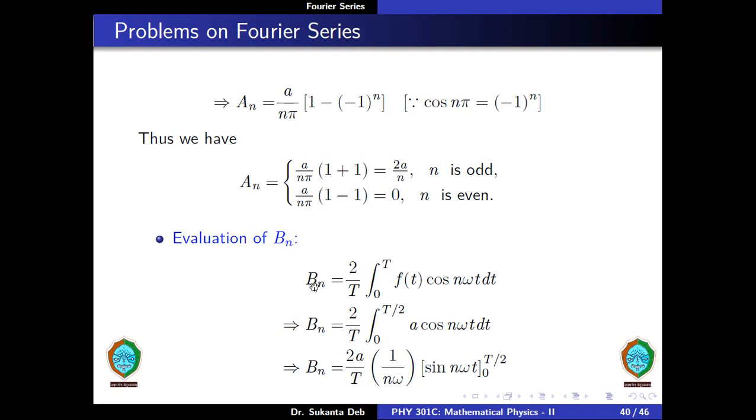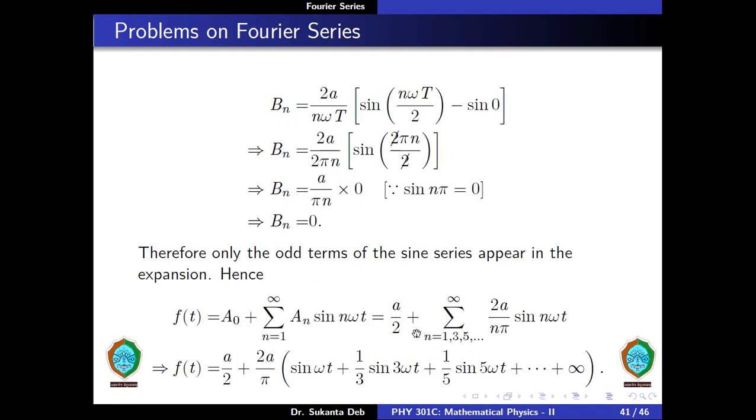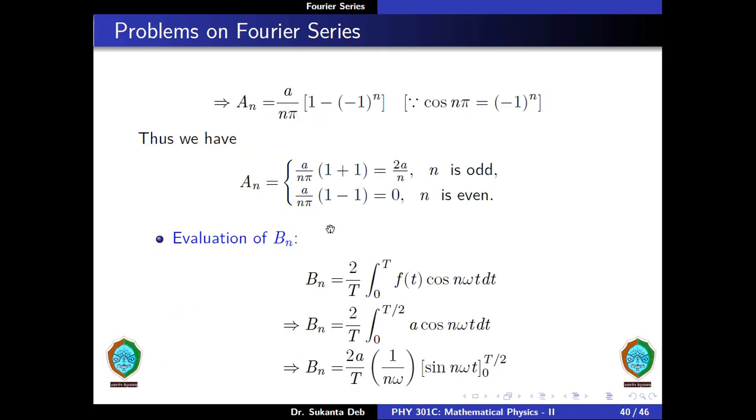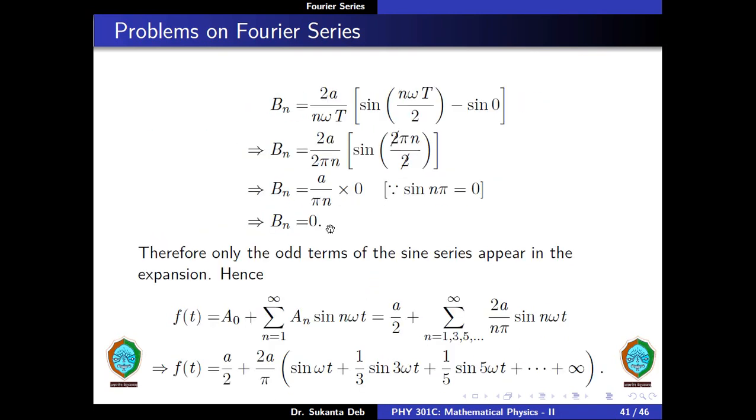Now we evaluate the coefficient bn. So we write down the formula for bn. bn is equal to 2 by T integral 0 to capital T f of t cos of n omega t dt. So we substitute for the values of f of t, and we simplify it. After simplifying, we find that bn is equal to 0. So therefore what we have seen is that the cos terms do not appear because the coefficient bn is equal to 0. So only sine terms will appear in the Fourier series.